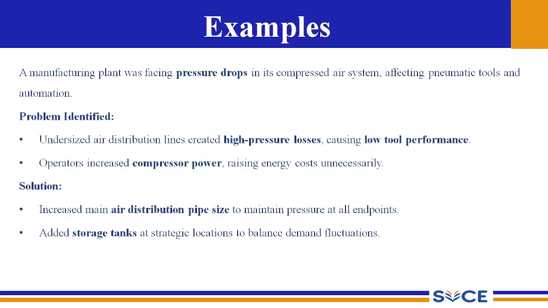So in the case of pneumatic tools and automation requiring compressed air, we have to ensure that the line is not undersized, so that the distribution lines will be free from high pressure loss, and the air distribution pipelines can have a greater diameter to maintain the pressure with low pressure losses at all the endpoints.